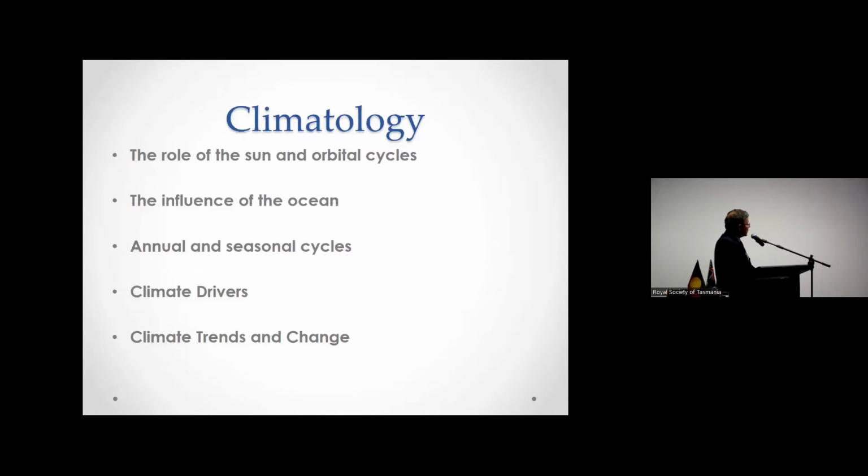So I'm going to look at the role of the sun and orbital cycles, the influence of the ocean, something about annual and seasonal cycles, and the main climate drivers that affect Tasmania. And then climate trends and change we're not going into in any great detail, but obviously any climate trend has to be considered on top or in the background of any variability.